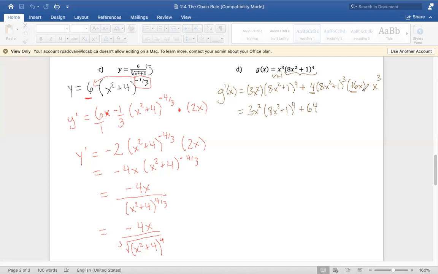And then I also have the x multiplied by x cubed. So again, same bases. When you're multiplying, you add the exponents. So it'd be 64x to the power of 4. And then I have the 8x squared plus 1 to the exponent of 3. So these are all multiplied together. These are multiplied together, and then I have the plus sign in between them, right?